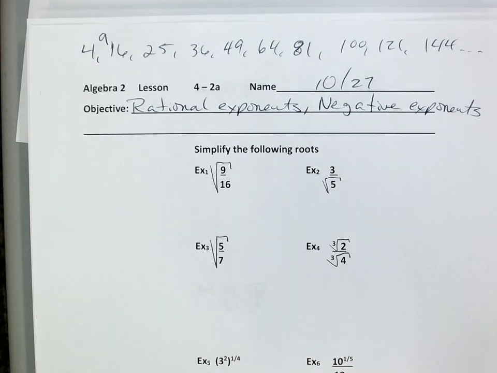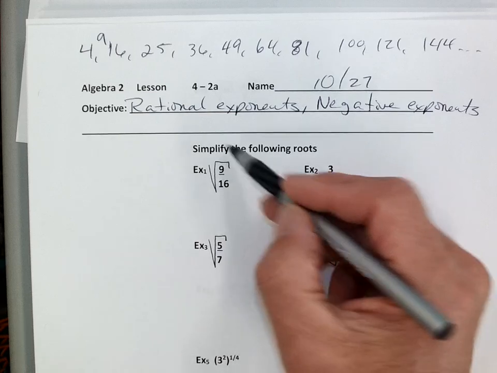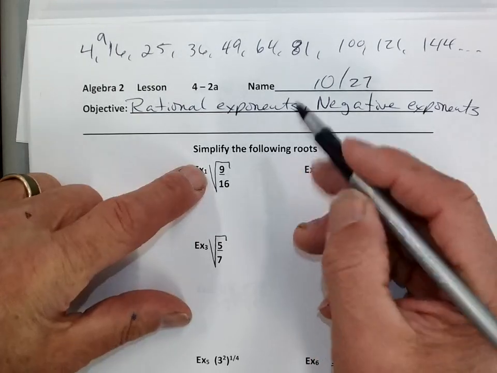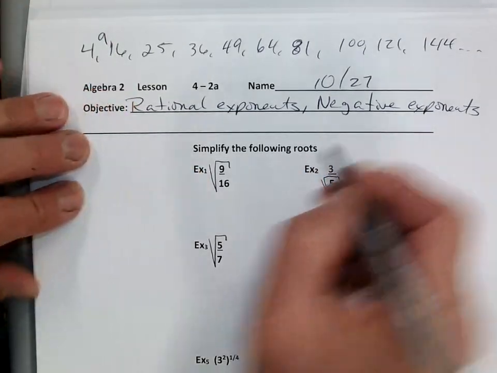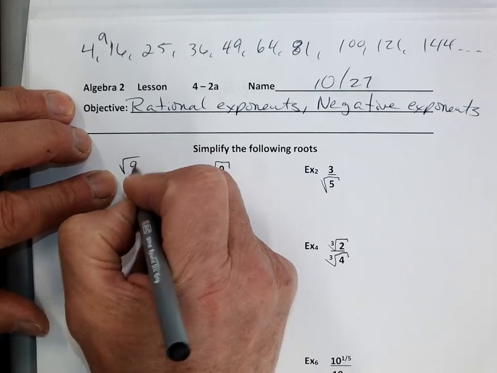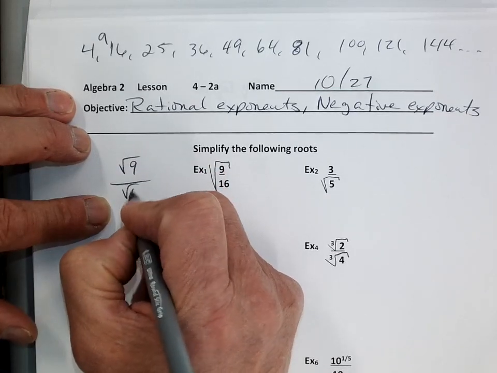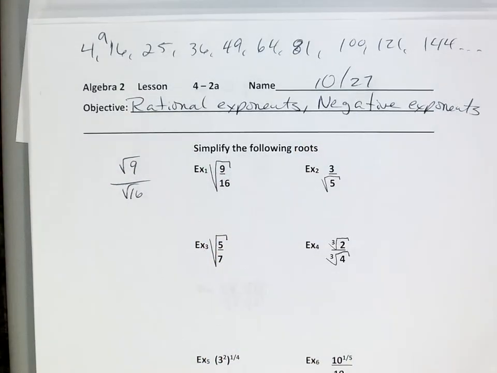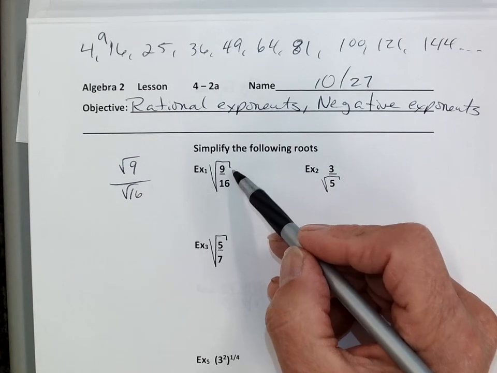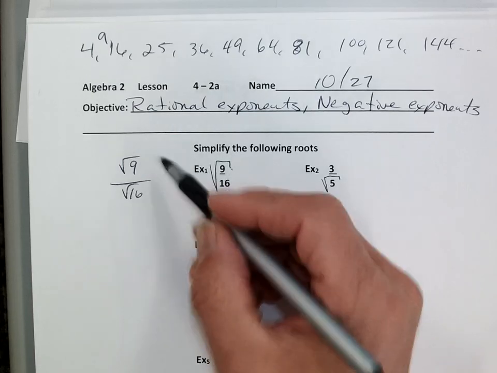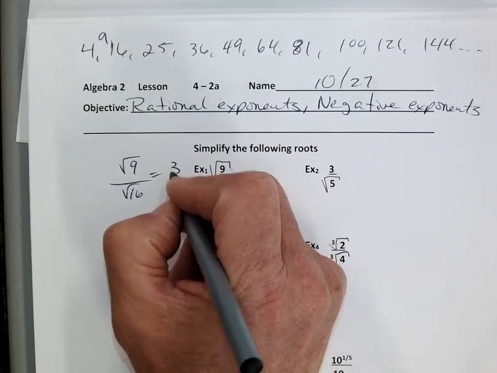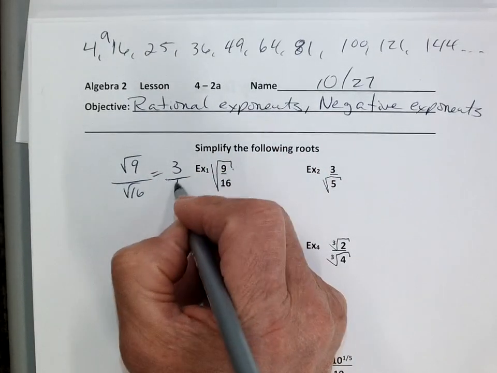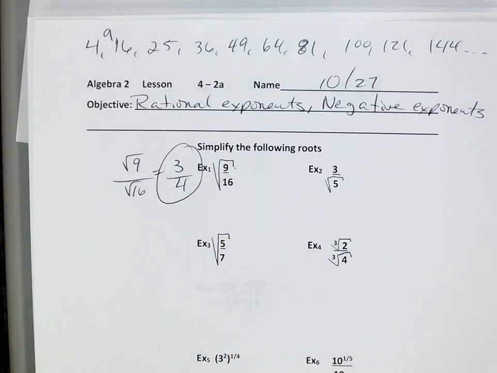Example 1, 2, and 3 are kind of reviews of what we learned last year, but I'm going to go through it real quickly. So when we see a fraction with square roots, you can change this to really like the square root of 9 over the square root of 16. So instead of looking at it as a fraction, look at it as two different square roots, okay? If I do that, then it gets pretty easy. Instead of the square root of 9, we know that's just 3. And instead of the square root of 16, we know that's 4. So that one's a pretty simple problem, okay?